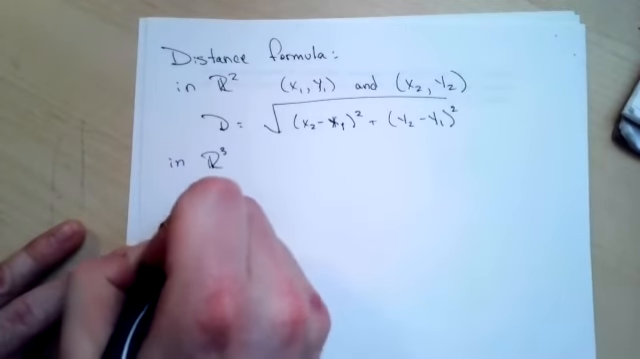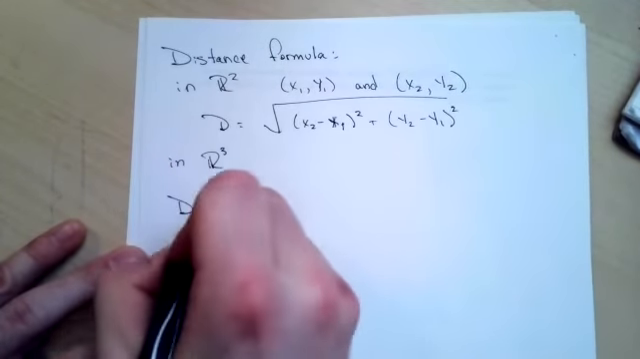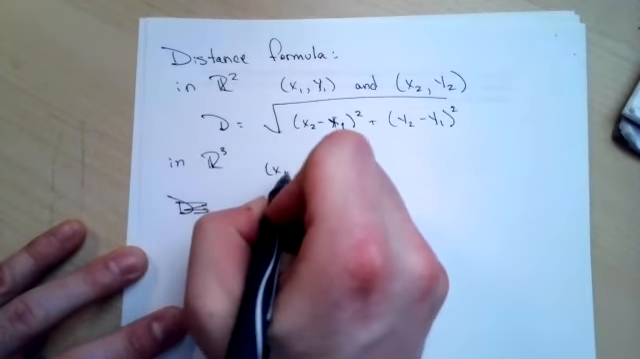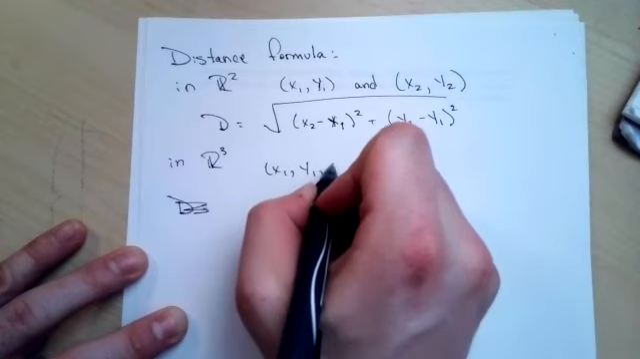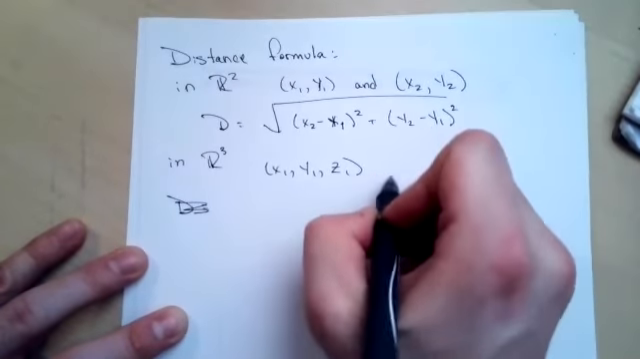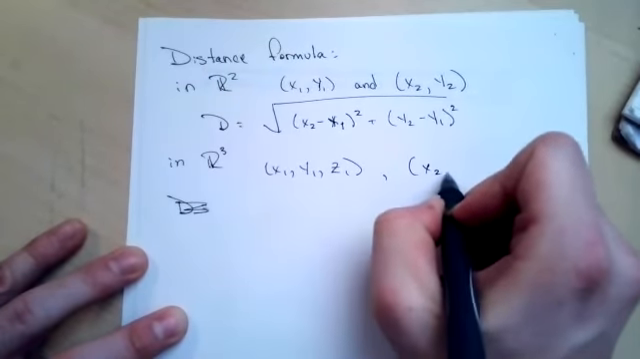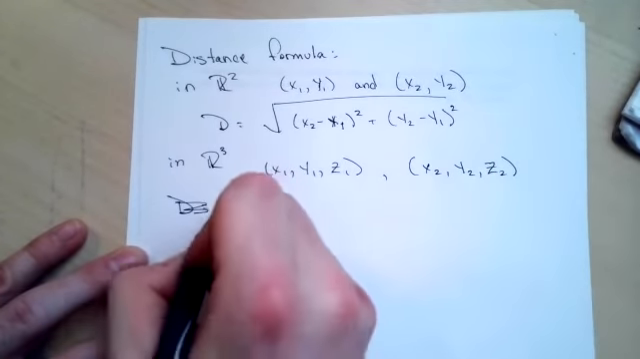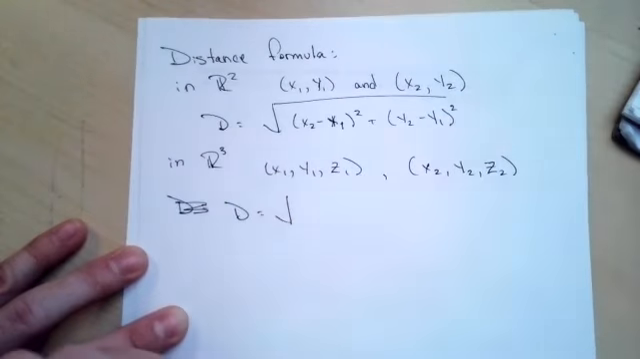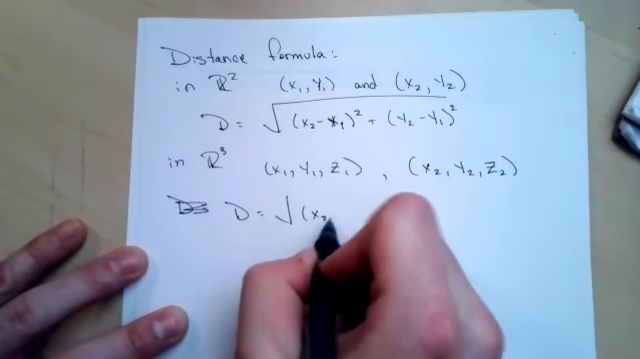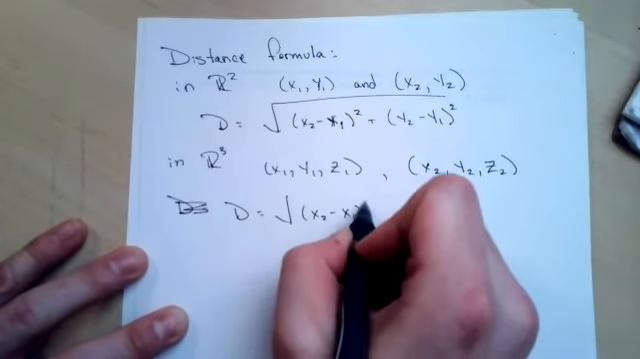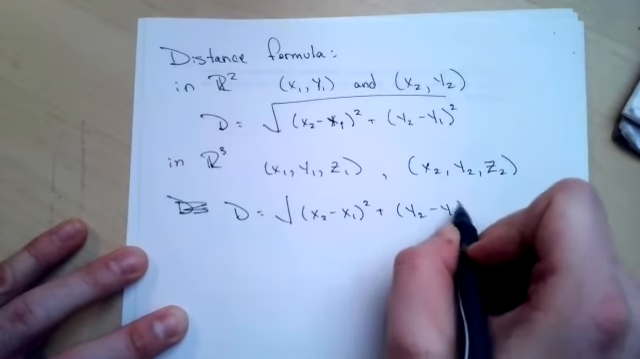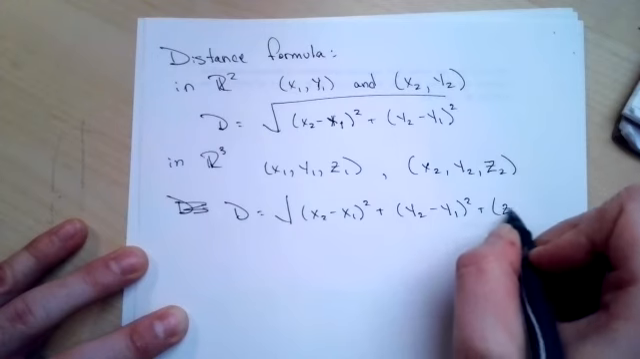In R3, we'll have some point x1, y1, and z1. We'll have another point x2, y2, and z2. Our distance is very similar. We take the change in x squared plus the change in y squared plus the change in z squared.